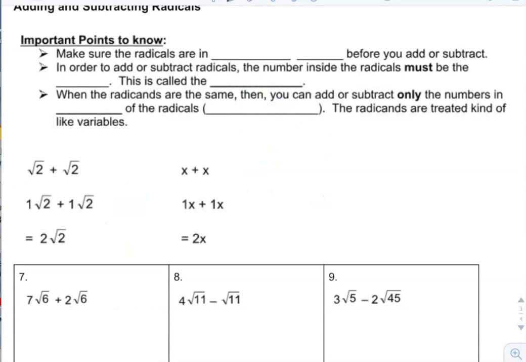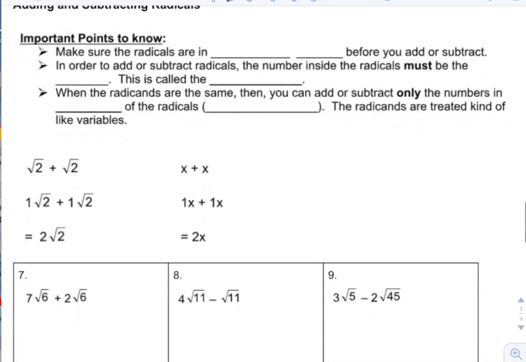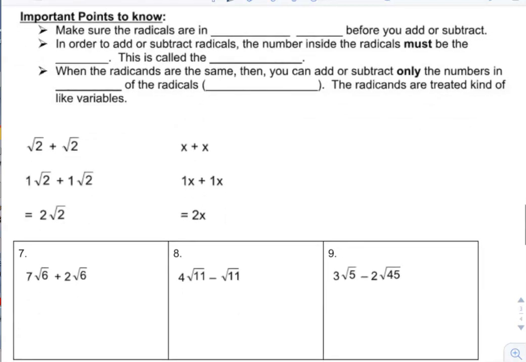All right, guys, going a bit further, we're going to talk about adding and subtracting radicals now. So some important points to know. Make sure that the radicals, before you try to add or subtract them, are in simplest form.